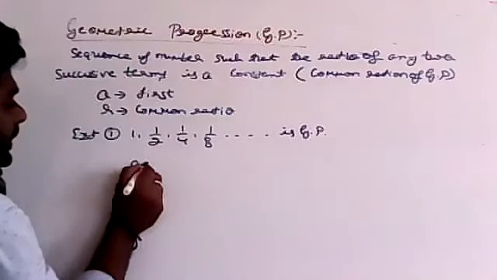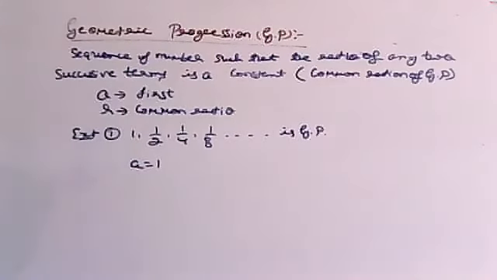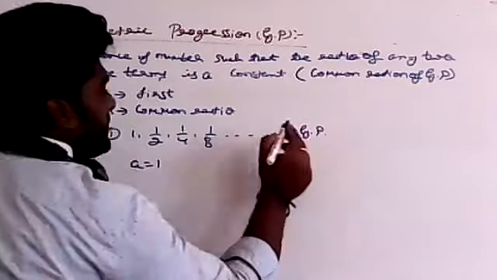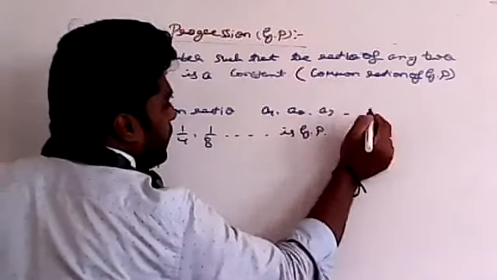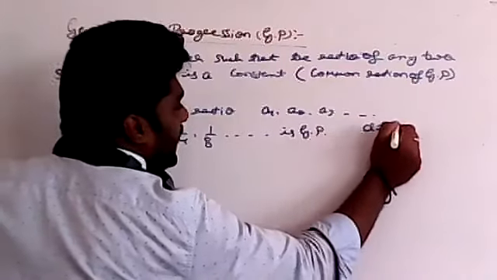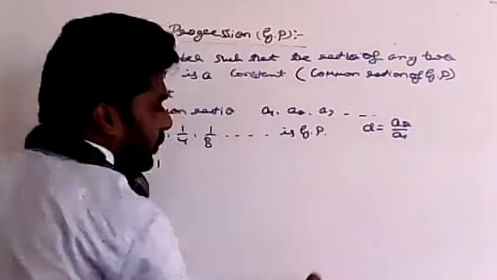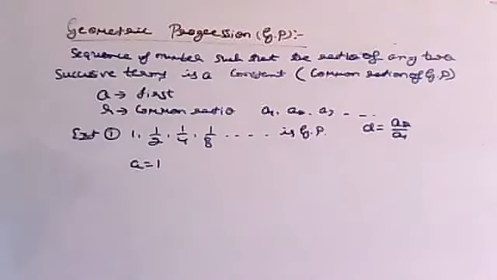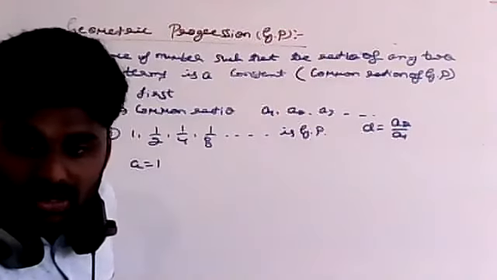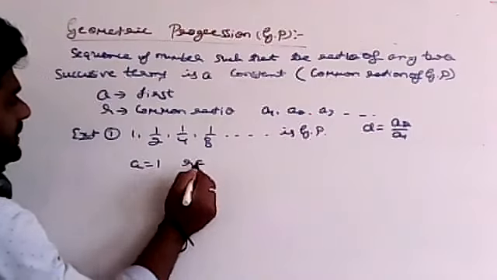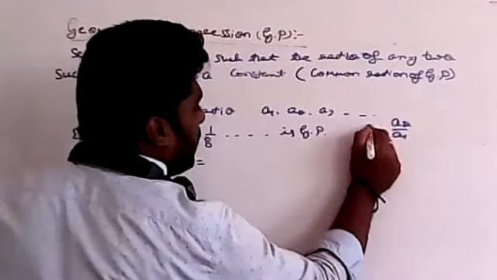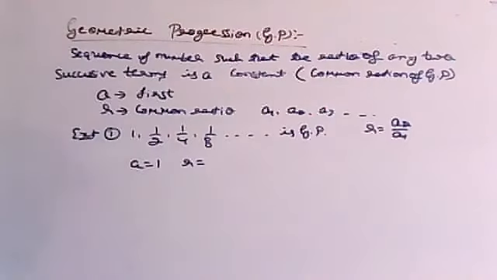So what is A here? A is 1. Here, if you take the general sequence as A1, A2, A3, and so on, the difference in an AP you write as A2 minus A1. But here the common ratio is A2 by A1. Can you tell me what R should be here? R denotes the ratio.